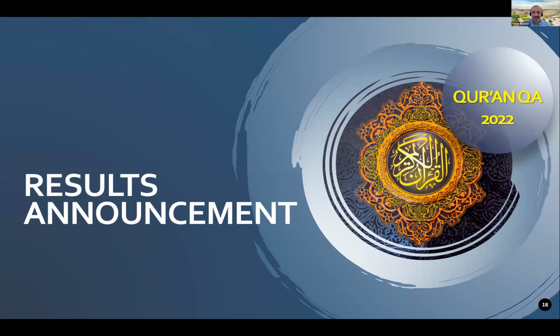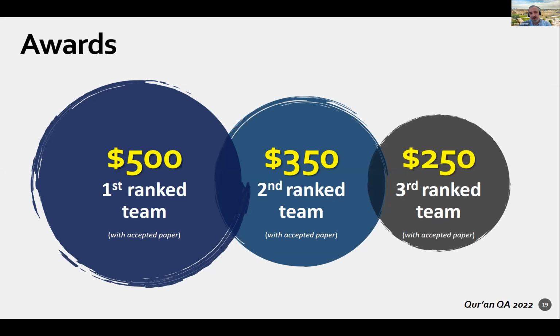Now to maybe one of the most exciting moments in the talk. We are now announcing the ranking of the systems and the results. We allocated 3 awards in the shared task to encourage the teams to participate and to do really hard work. Of course, it's just the first version, so maybe the amounts are not that large, but I think they were a good incentive. We allocated $500 for the first ranked team, $350 for the second, and $250 for the third, with the condition that they submit a paper describing their work, and the paper gets accepted.